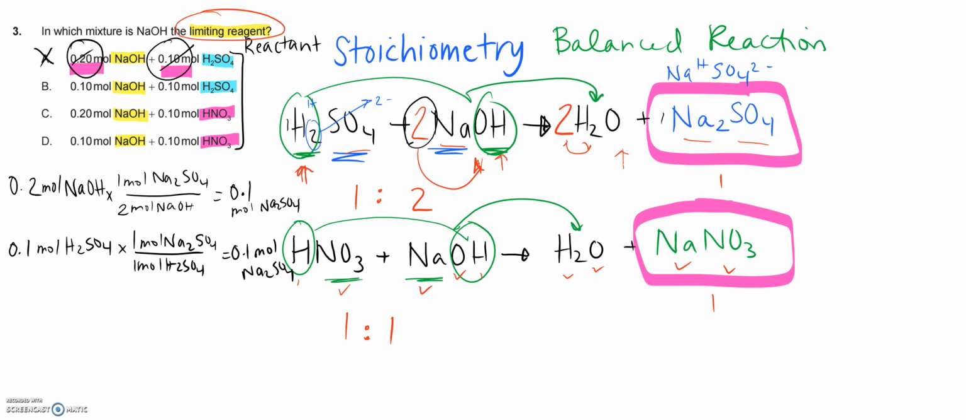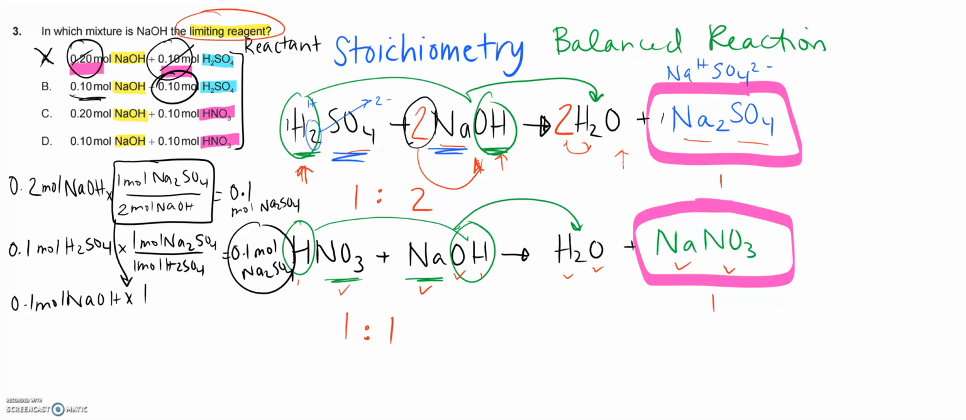The next one, we've already calculated the 0.1 moles of H2SO4. We've got that here as our comparison. We just have to compare with the 0.1. So 0.1 moles of NaOH. This part is going to be the exact same that it was there. So 1 mole of Na2SO4 for every 2 moles of NaOH. So in this instance, half of that is 0.05 moles of Na2SO4.